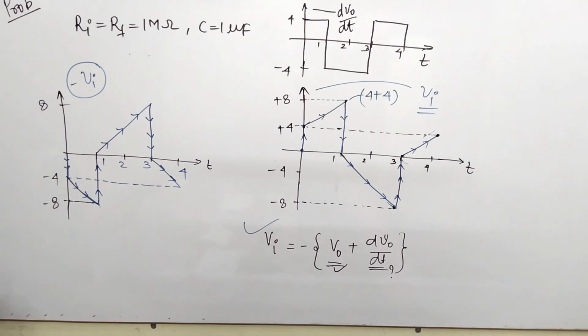Okay, so in this way we have redrawn this diagram for our Vi. Why have we taken this? Because here it comes to be minus. Okay, so just by repeating this problem you just try to understand how we have redrawn it. Okay.